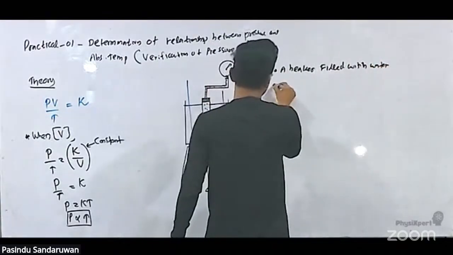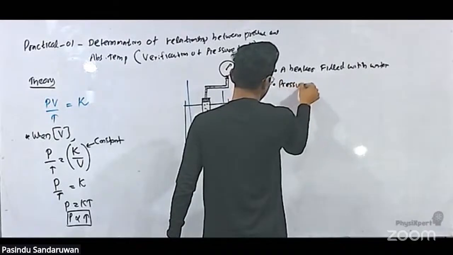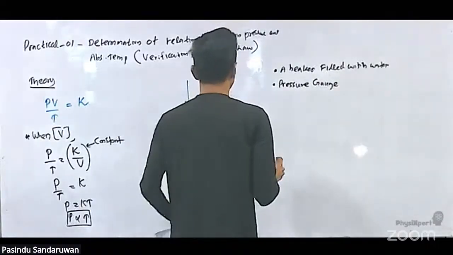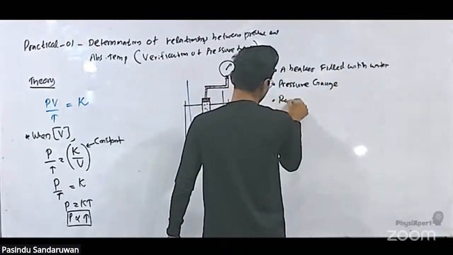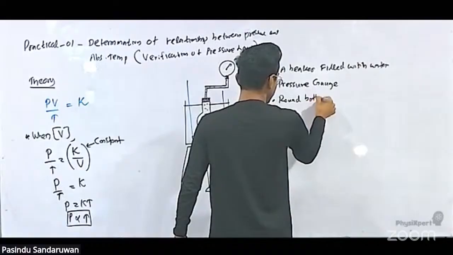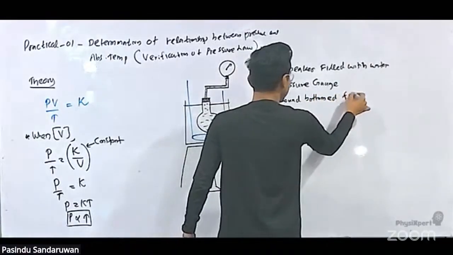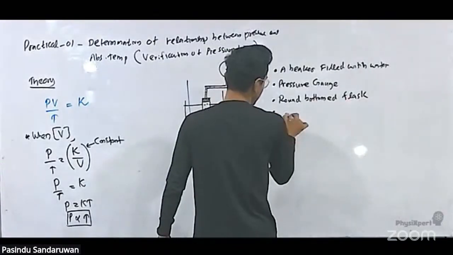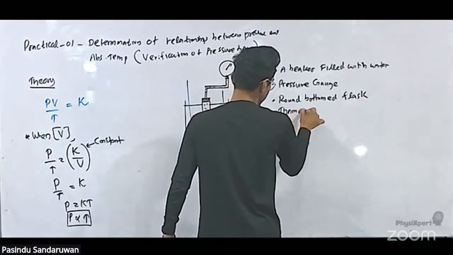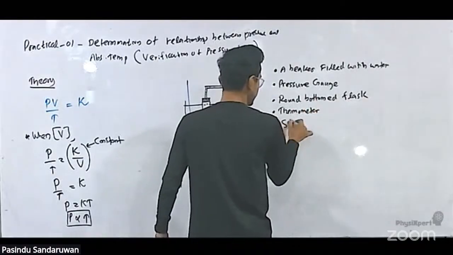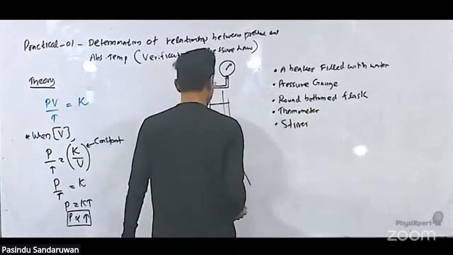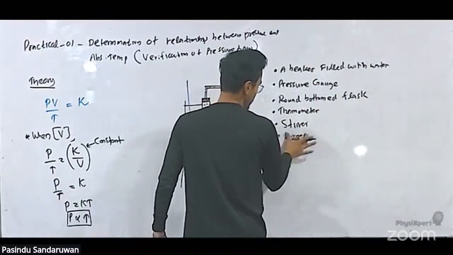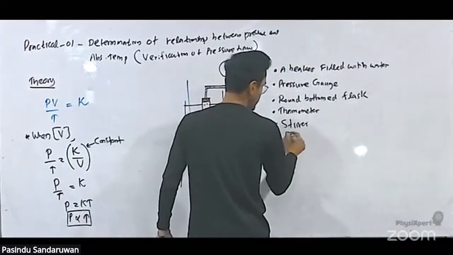Right. Then pressure gauge. Then round bottom flask. Right. Then thermometer. Burner. Right, the burner is a Bunsen burner. Bunsen burner.